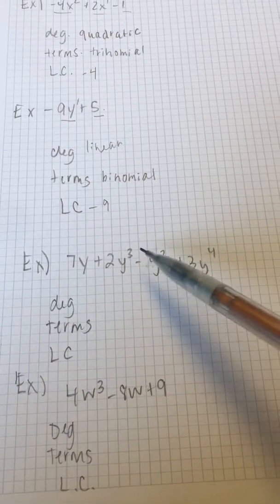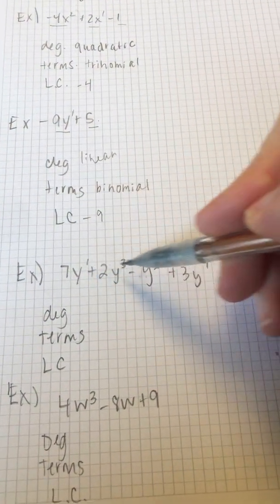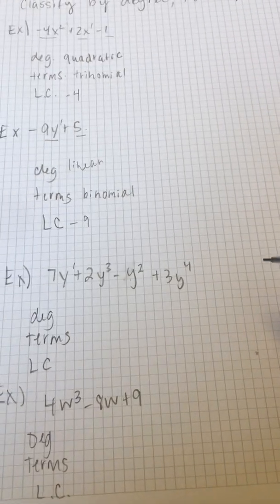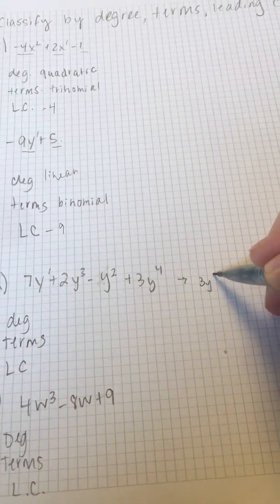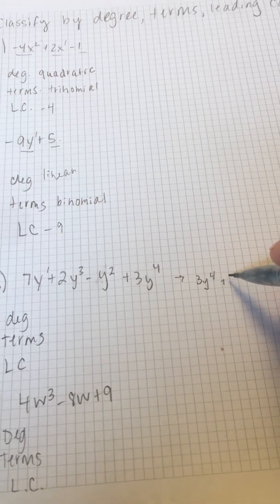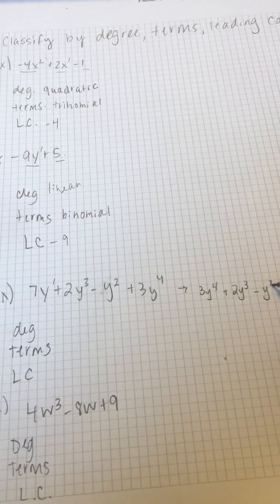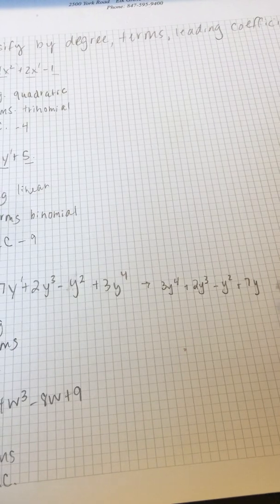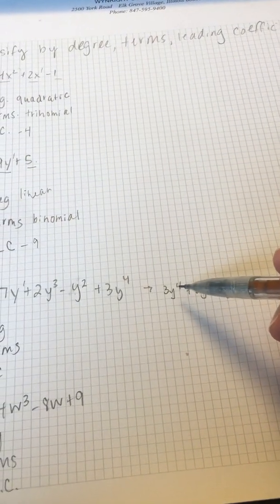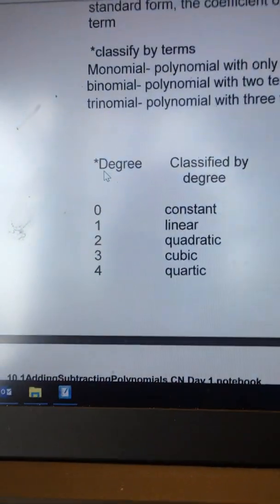Third example, is it in order? No, I see a 4, a 3, a 2, and a 1. Or I should go this way maybe and say I see 1, 3, 2, 4. Not in order from biggest exponent to smallest. So off to the side, I could say we want 3y to the 4th plus 2y cubed. Just reorganize, minus y squared plus 7y. Now it's in order. Biggest exponent is a 4. So by degree is all about biggest exponent. When it's 4, we call that quartic.